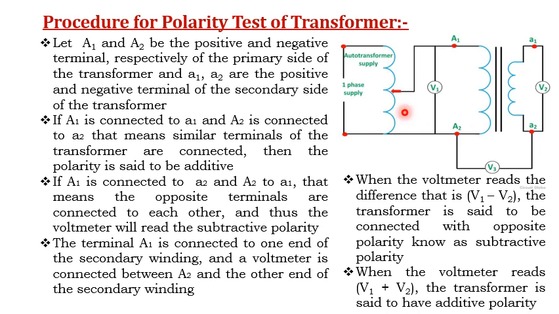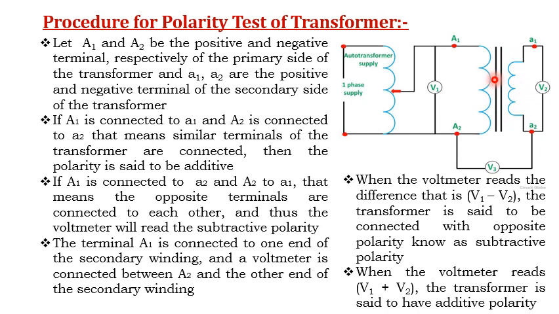Now let us discuss the procedure for the polarity test of a transformer. Let us consider the transformer which is connected to an auto transformer. Through the auto transformer, supply is fed to the considered transformer. Obviously this is a step down transformer. How can you say that this is a step down transformer? See, the primary winding consists of more number of turns comparatively than the secondary winding of the transformer.